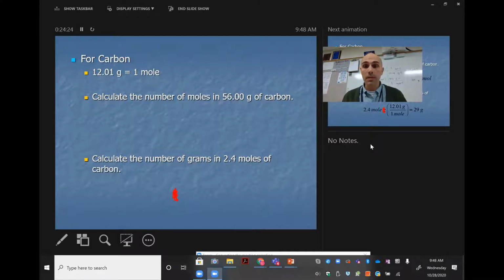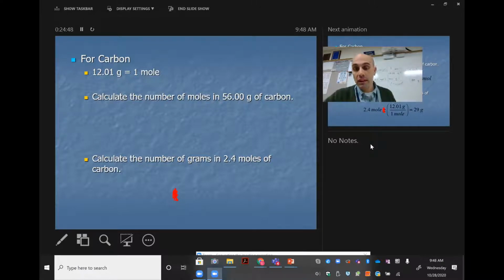So for carbon, looking at the periodic table, my resources here, we see that carbon has a mass of 12.01 grams, and that's per 1 mole. We got that right from the periodic table. So going forward, we can calculate the number of moles in 56 grams of carbon.